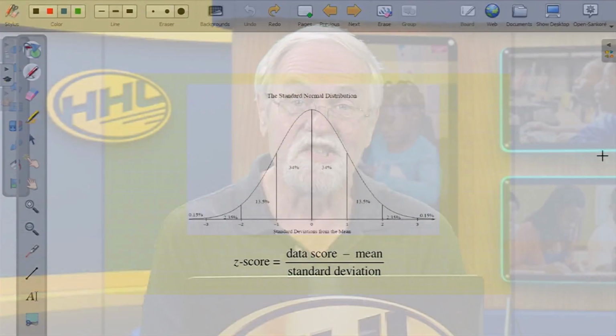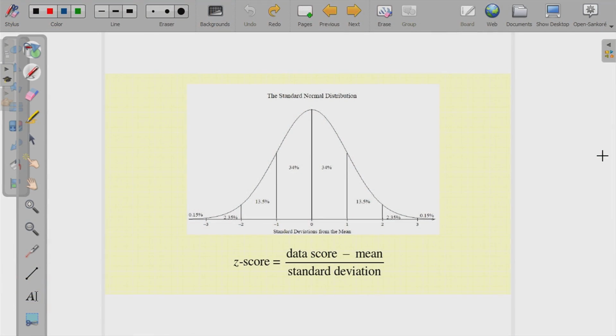Let's take a look at an example of a bottle. The bottle says it has 1 liter, which is actually 1,000 milliliters, so we're going to assume that that's going to be the mean. And if I'm manufacturing bottles, I hope that the mean amount is 1,000 milliliters. If it's not, then we have issues, and we'll talk about that when we talk about sampling.